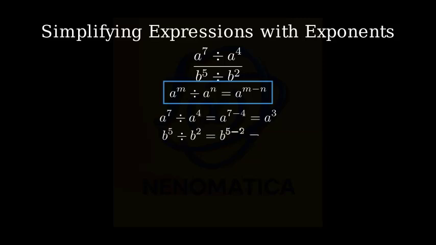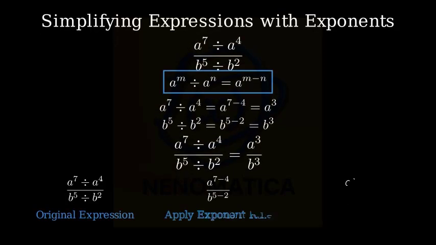Similarly, in the denominator, we have b to the power of 5 divided by b to the power of 2. Applying the same rule, this simplifies to b to the power of 5 minus 2, which equals b cubed. Now, we can rewrite our original expression by substituting these simplified forms. We now have a cubed divided by b cubed. Let's visualize what's happening here with a diagram.